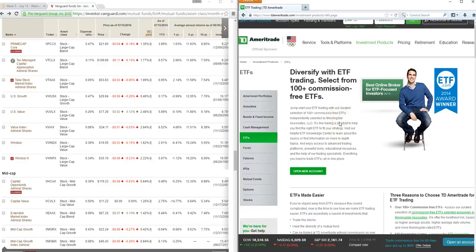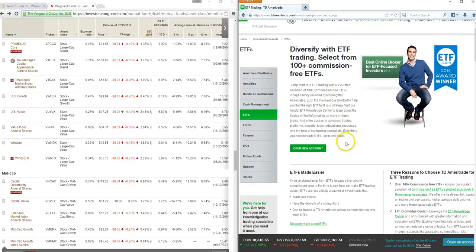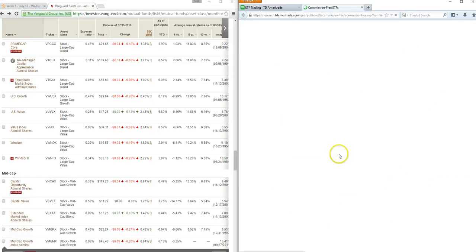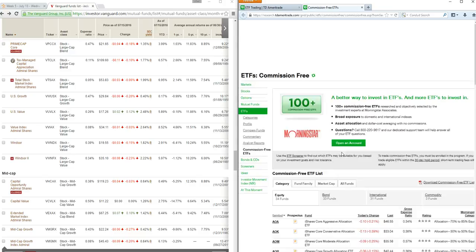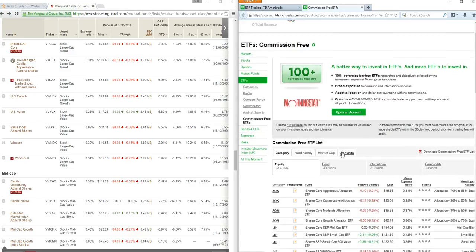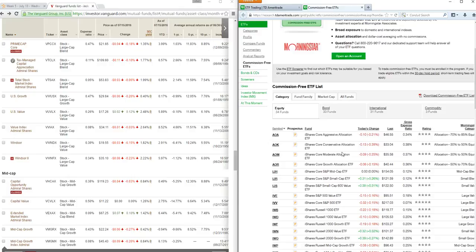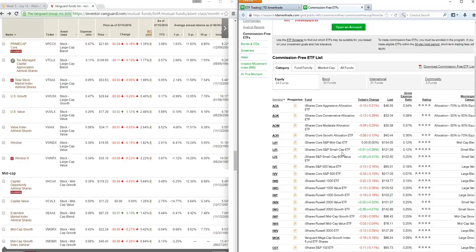So I want to take a look here at the commission-free ETFs. And here they are. Commission-free means when you buy these, you don't pay a broker fee. When you sell them, you don't pay a broker fee. So all our money goes to work when we purchase these. TD Ameritrade has a lineup of commission-free. Schwab has a lineup of commission-free. Vanguard also has commission-free. And E-Trade has commission-free.